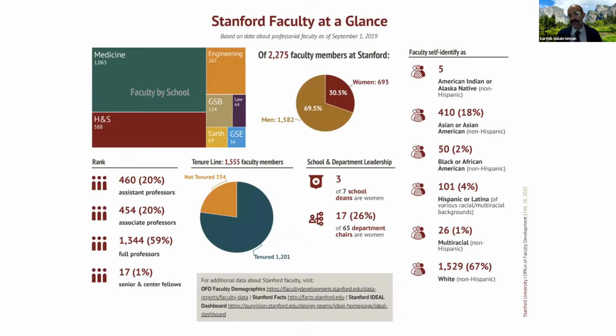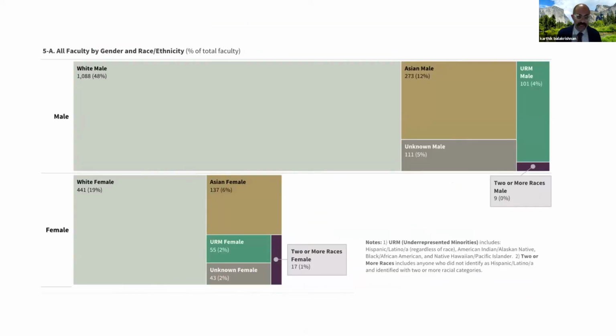Let's take a second look at the Stanford faculty, just as an example. This is data from fall 2019, so pretty recent. About 30% of our faculty across the university are women. When we look at racial and ethnic makeup, about 2% identify as Black or African American, 4% as Hispanic or Latina. American Indian and Alaska Natives were so few in number, they didn't even get a percentage from the university. And when we look at a further breakdown by gender and race and ethnicity, we can see that not only are there fewer female faculty, but there's an even tinier number of underrepresented minority female faculty, for example. So that's that intersectionality perhaps at work.